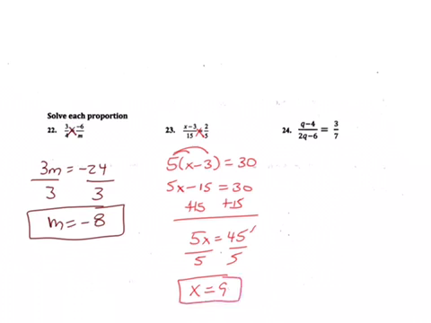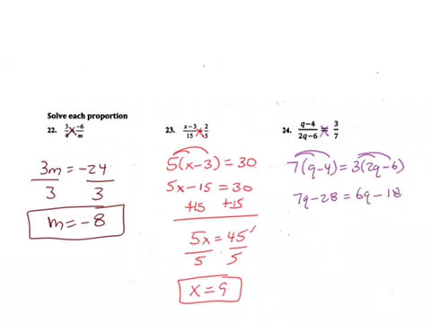And then last but not least, 24. We've got q minus 4 over 2q minus 6 equals 3 over 7. So once again, we're going to cross multiply. We're going to get 7 times q minus 4 equals 3 times the quantity 2q minus 6. In both cases, we need to distribute the values outside the parentheses. So 7q minus 28 equals 6q minus 18.